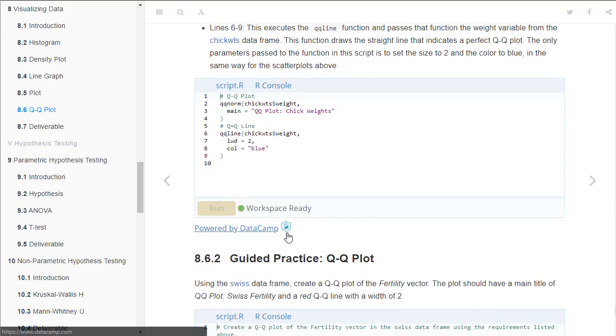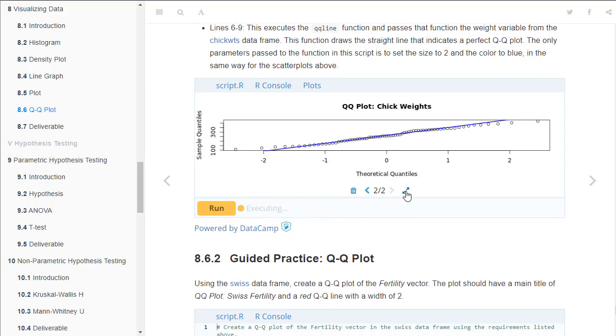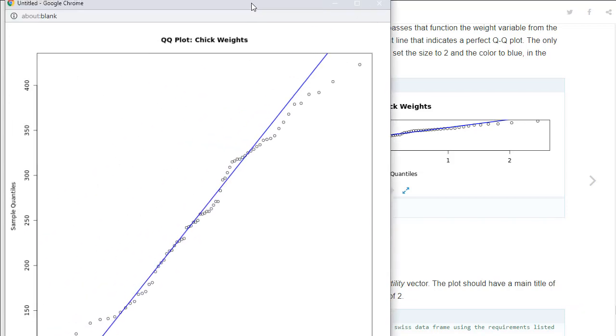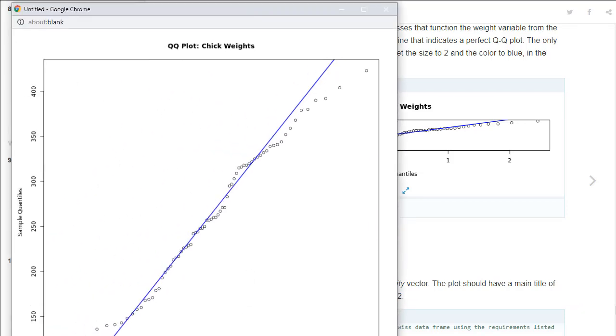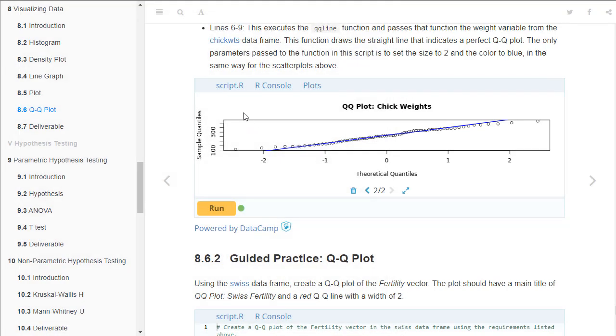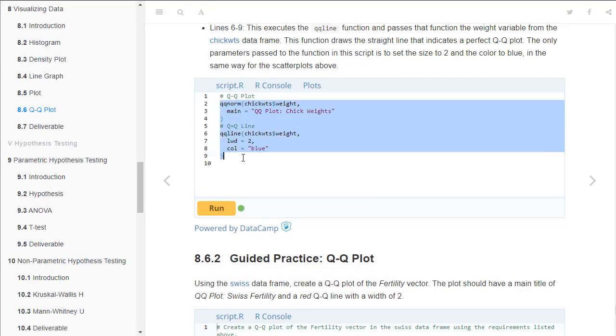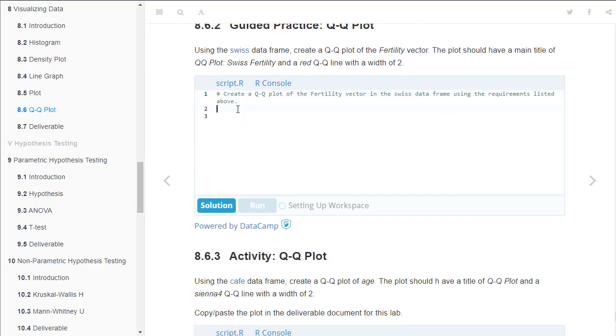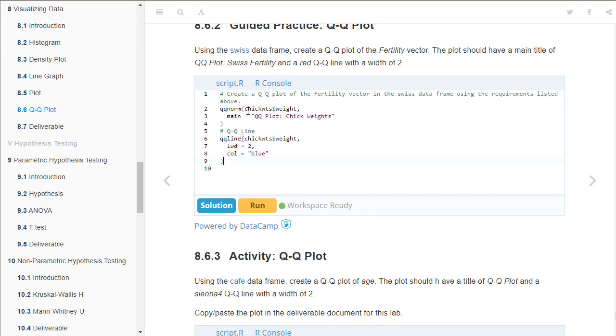Let's do a demonstration of QQ plots. And here they are. This is a nice normal distribution. These little circles are all pretty much in a straight line. That looks good. I'm going to copy this. Guided practice and paste that in.